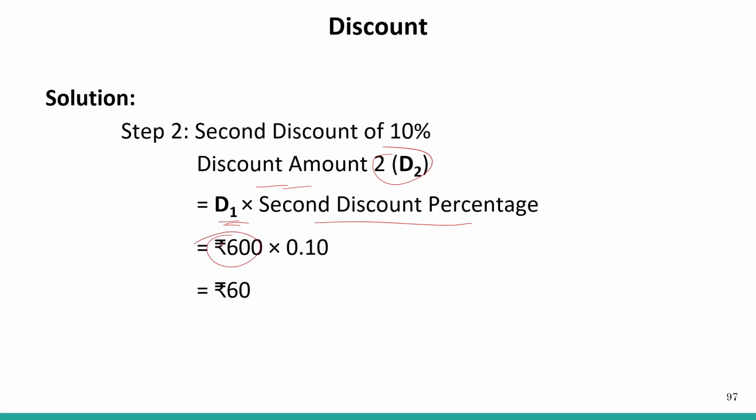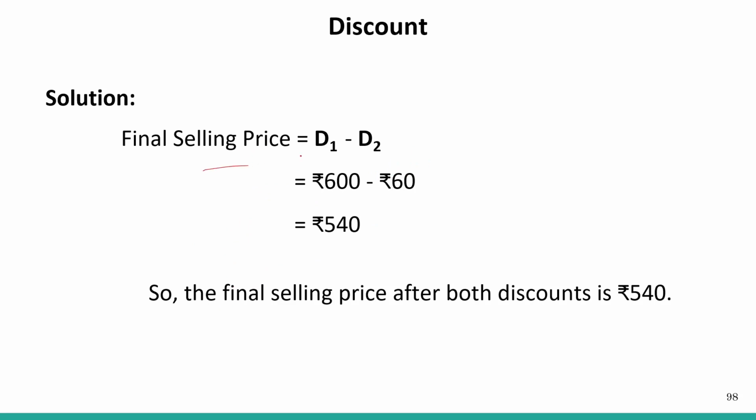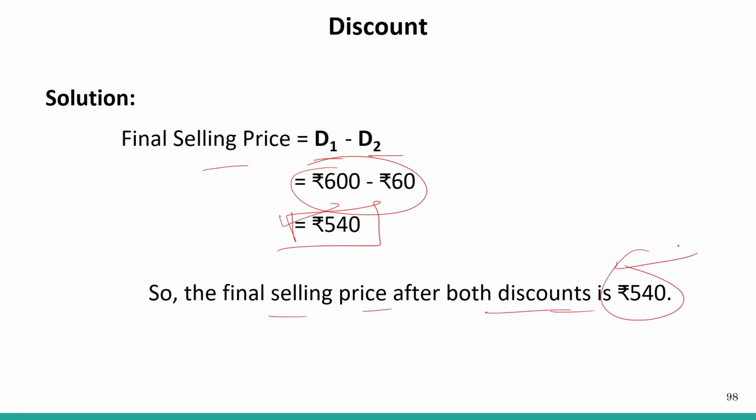That is the selling price after the first discount is applied. So it is 600 into 0.10, because the second discount percentage is 0.10 in decimal form. This is equal to 60 rupees. So the final selling price is 600 minus 60, which is 540 rupees. The final price after both discounts will be 540 rupees.